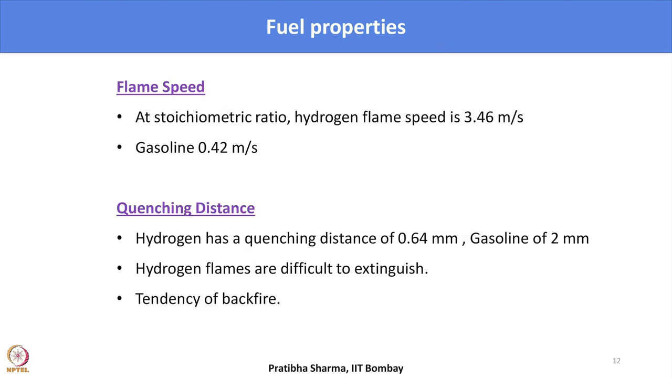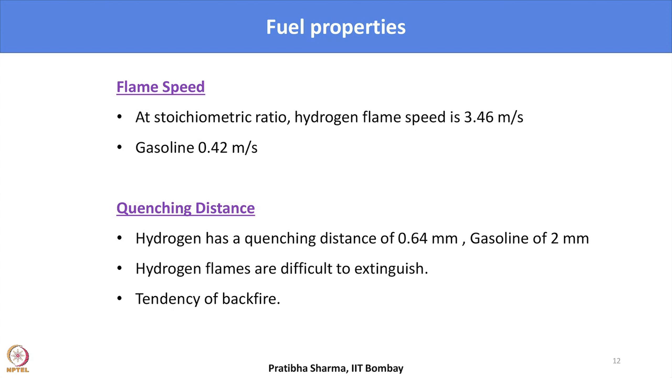Flame speed is the distance travelled by a hydrogen flame per unit time. In the stoichiometric ratio, hydrogen flame speed is 3.46 meters per second, which is again an order of magnitude higher than that of gasoline. For gasoline, it is 0.42 meters per second. That means the hydrogen flame travels much faster than that of other fuels. This can allow a hydrogen engine to more closely approach the thermodynamic cycle.